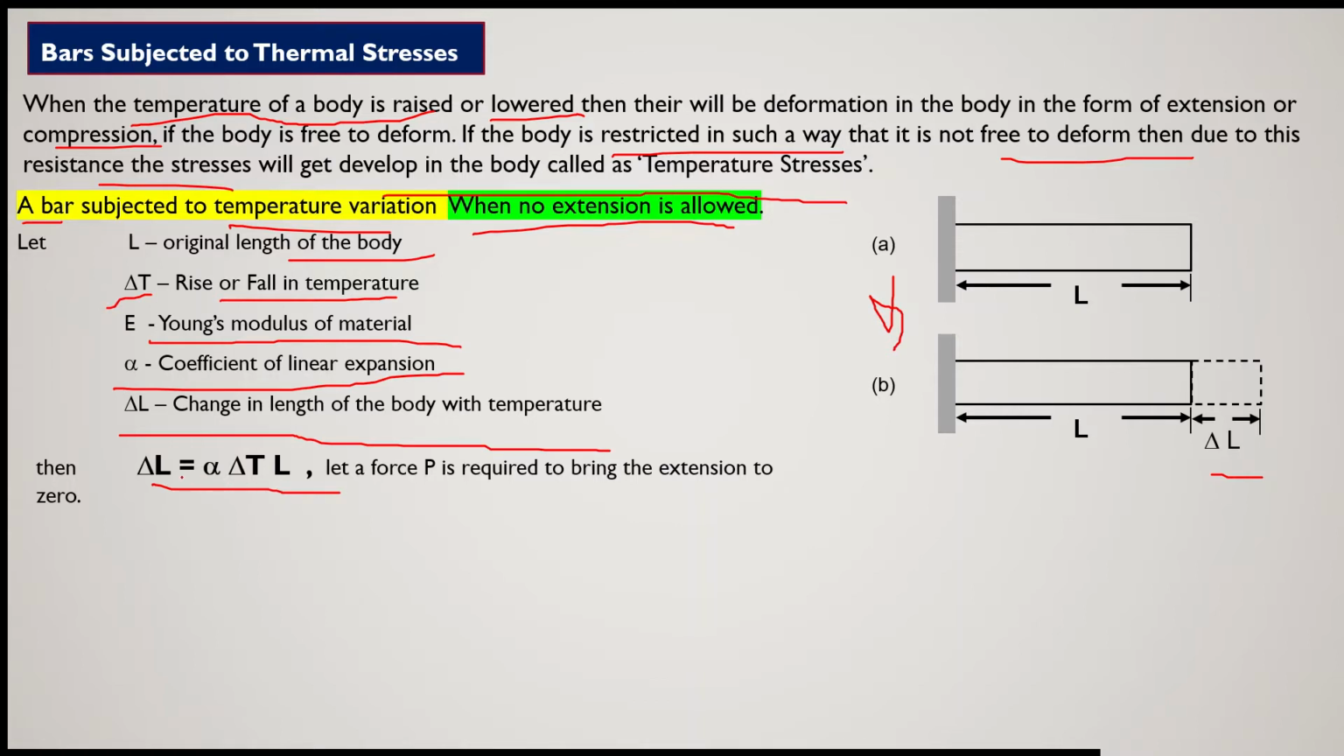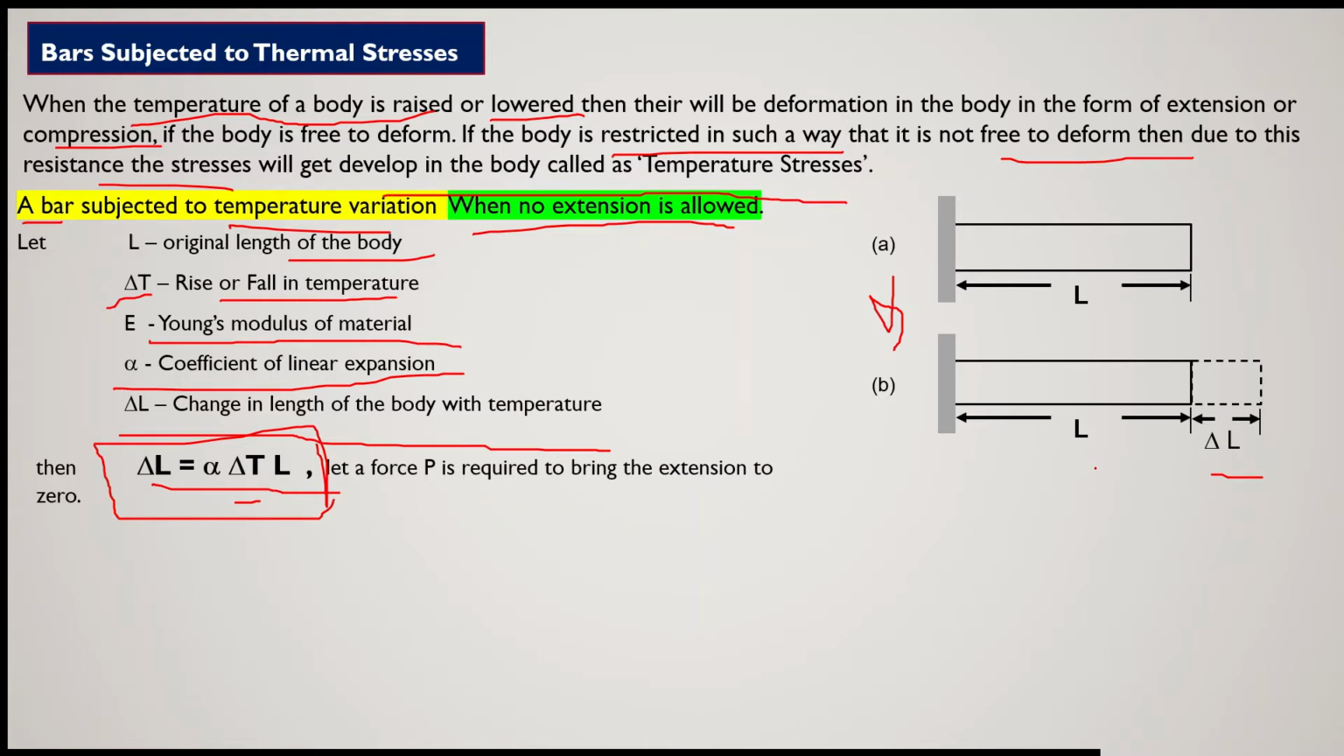That means the change in length is directly proportional to the original length of the member, directly proportional to how much the rise in temperature is, and alpha will remain constant for a particular material. So from that formula, we are able to calculate that the extension delta L will be equal to alpha delta T into L. Now, if this member is free to expand, then the final length will be L plus delta L.